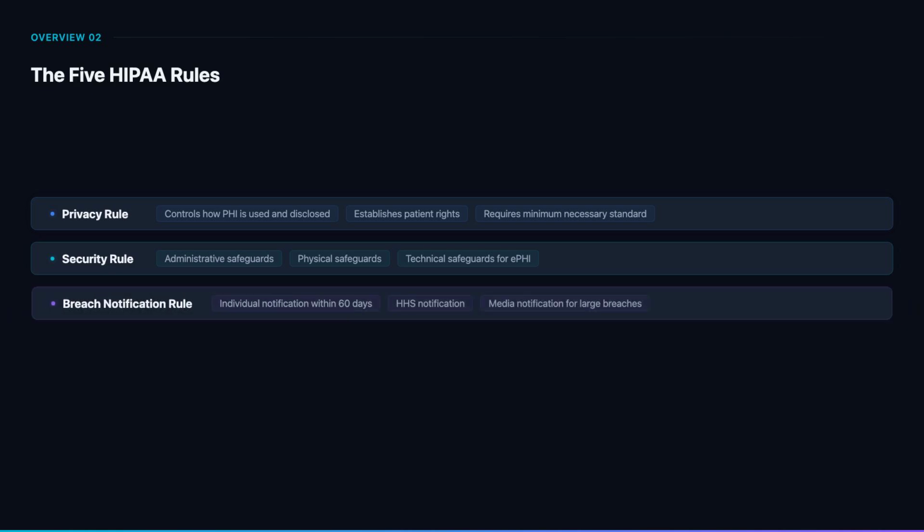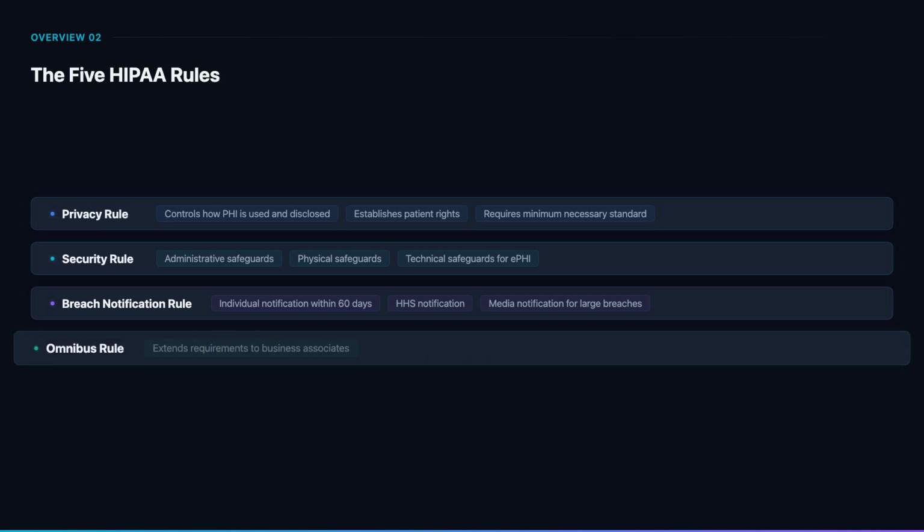The breach notification rule requires covered entities to notify affected individuals within 60 days of discovering a breach, report to the Department of Health and Human Services, and notify media outlets for breaches affecting more than 500 individuals in a state or jurisdiction. The Omnibus Rule extended HIPAA requirements directly to business associates, strengthened enforcement provisions, limited the use of PHI for marketing and fundraising, and expanded patient rights regarding electronic health records.